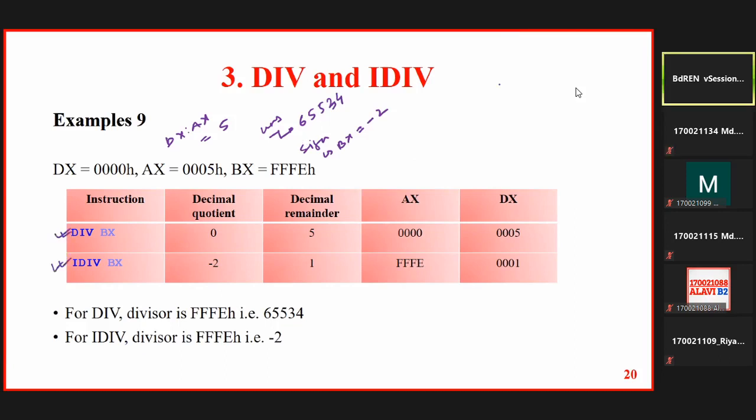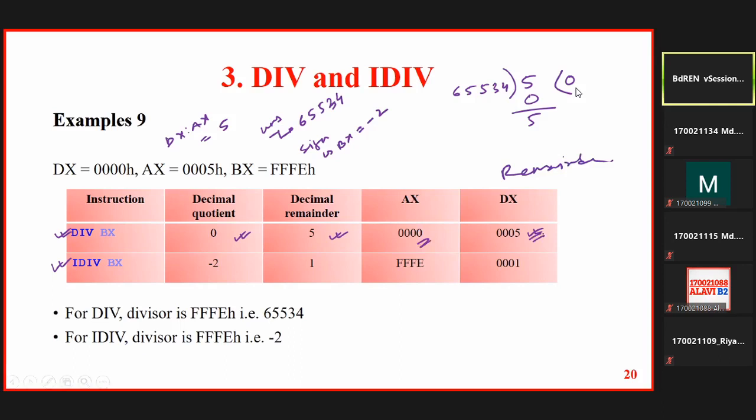You are dividing 5 by 65534. What will be the result? Even 1 will not work, so the result will be 0 and the remainder will be 5. The same thing happened here. Your result is 0 in the unsigned case, your remainder is 5, and the remainder is saved in dx, and this is your result. So this is 0 and this is 5.